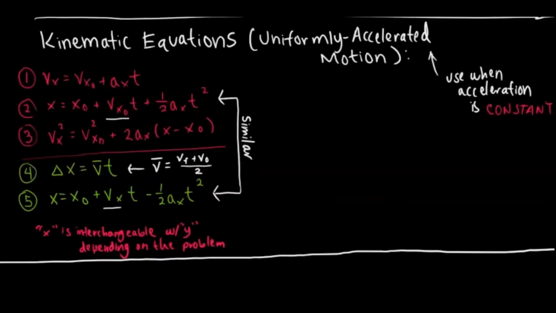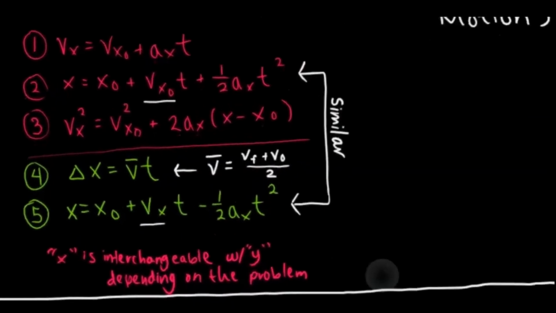Okay, so now we want to look at the kinematic equations, and these are the uniformly accelerated motion equations. You want to use these when the acceleration is constant. If acceleration isn't constant, what you can do is break the problem apart to analyze it in parts where the acceleration is constant.